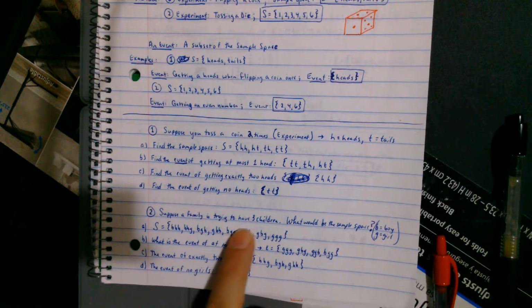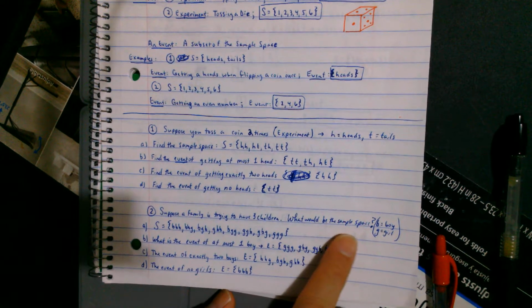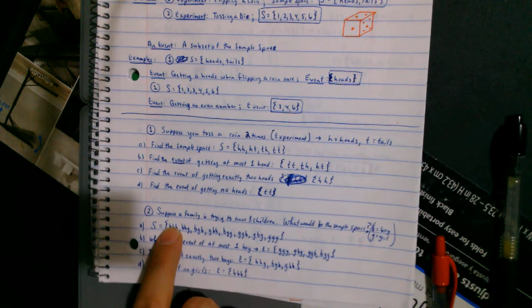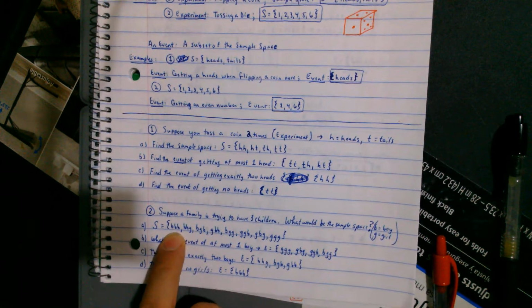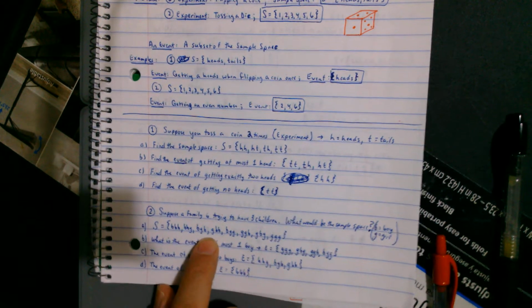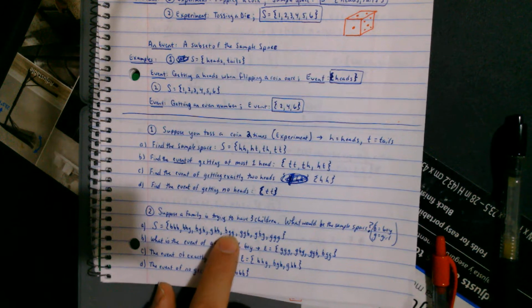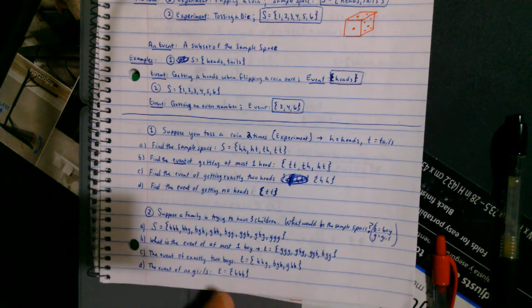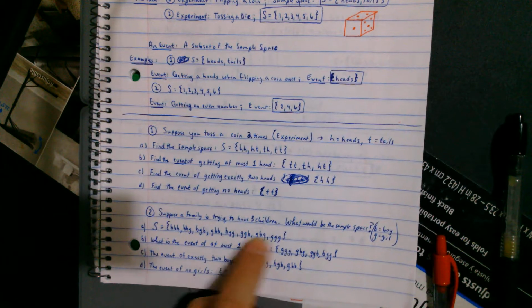So suppose a family is trying to have children. What would be the sample space? Again, assuming that there is either boy or girl. So it could be boy, boy, boy; boy, boy, girl; boy, girl, boy; girl, boy, boy; boy, girl, girl; girl, boy, girl; girl, girl, boy; girl, girl, girl. That's the sample space of the experiment.